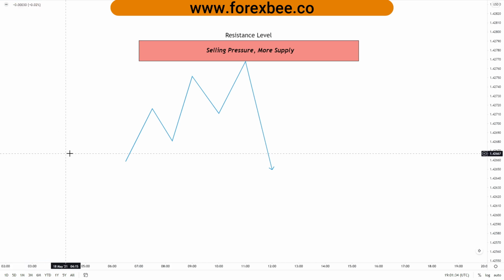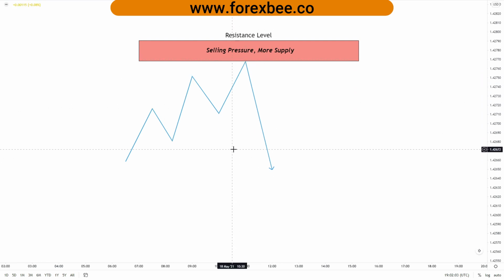So first of all, let's define the resistance level. As the word itself suggests, the literal meaning of resistance is to hinder something and to not let something happen. So what the resistance level does is, when the price is going up, it stops the price from going up and changes the direction of the market.